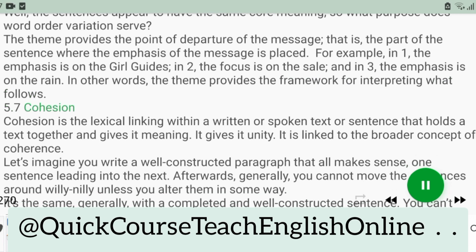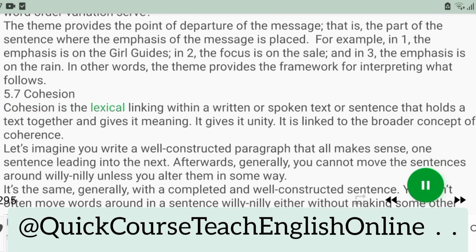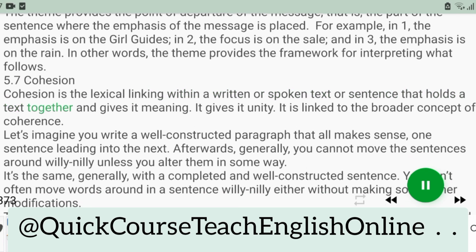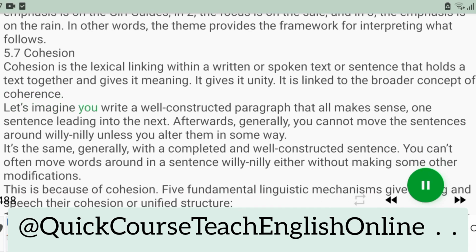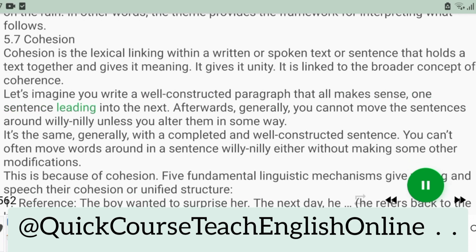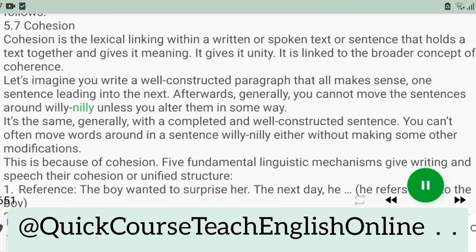5.7 Cohesion. Cohesion is the lexical linking within a written or spoken text or sentence that holds a text together and gives it meaning. It gives it unity. It is linked to the broader concept of coherence. Let's imagine you write a well-constructed paragraph that all makes sense, one sentence leading into the next. Afterwards, generally, you cannot move the sentences around willy-nilly unless you alter them in some way.